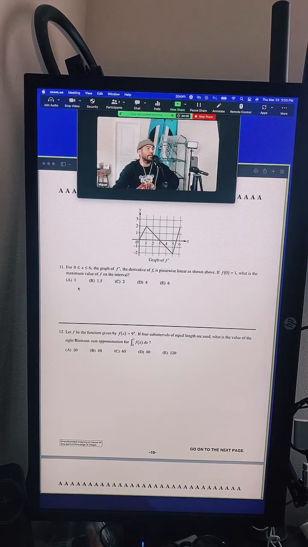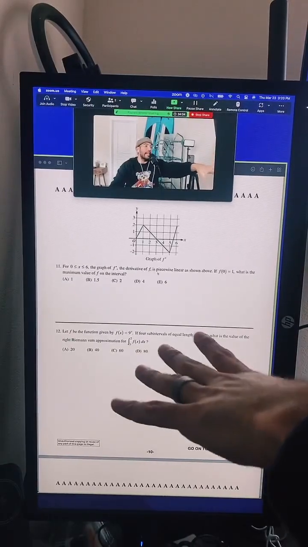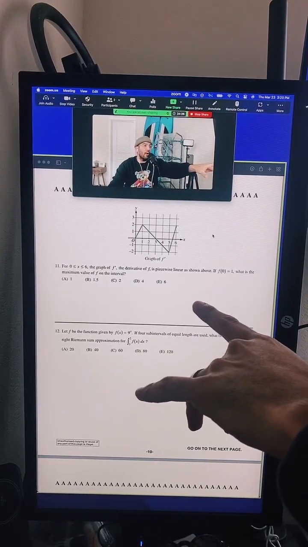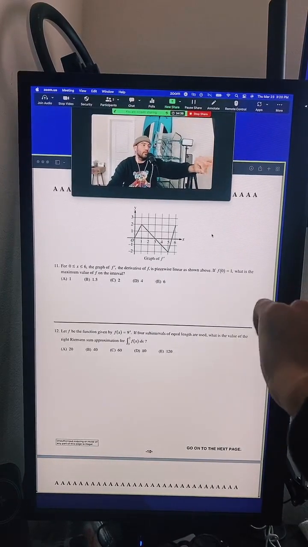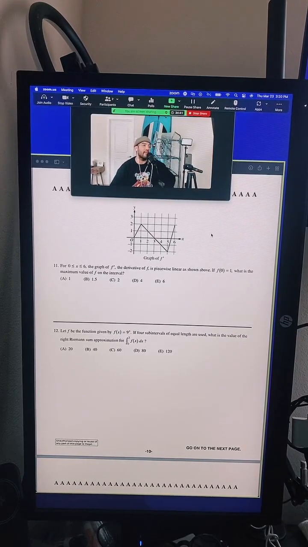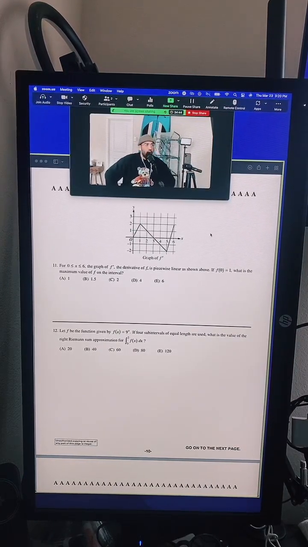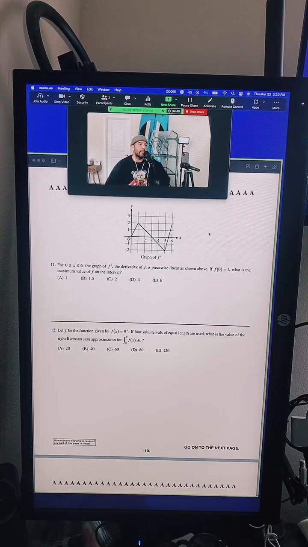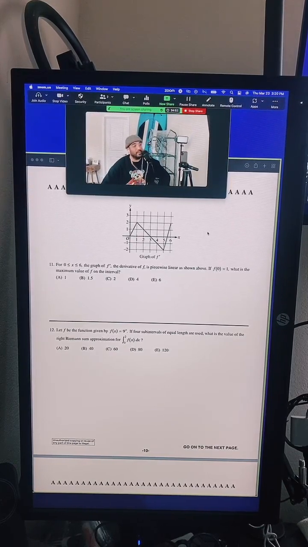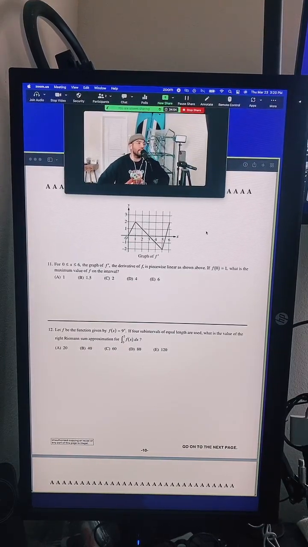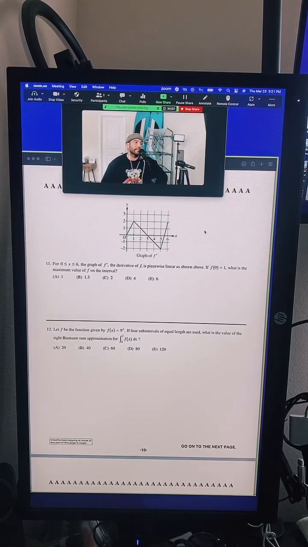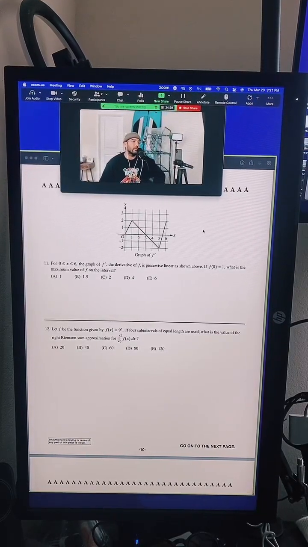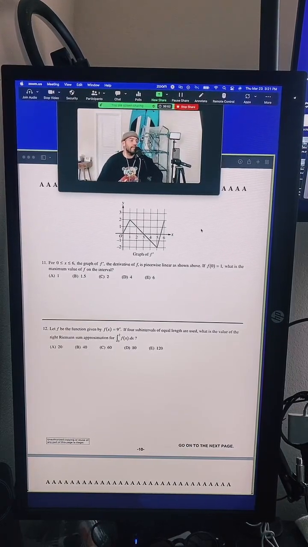Okay, here we go. So we have a piecewise function from 0 to 6. This is the graph of the derivative. They're specifically saying that this is f prime. And now what they're telling you is that f of 0 is equal to 1. What is the maximum value of f on the interval? This is interesting. Well, gosh, there's so many ways of doing this.